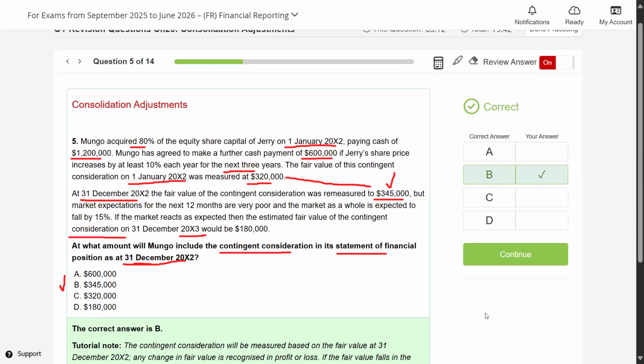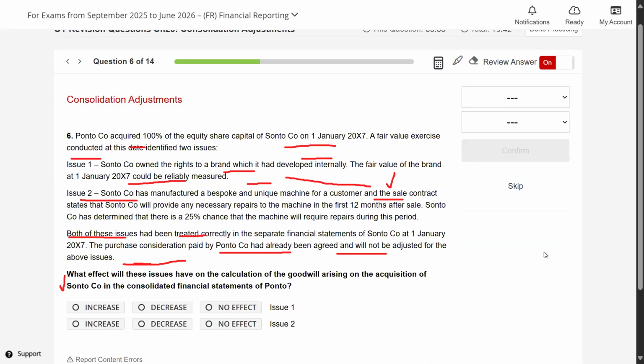Is it clear? Yes, student. I hope it makes sense. Yes, sir. Okay, excellent. So we quickly move on to the next one here.